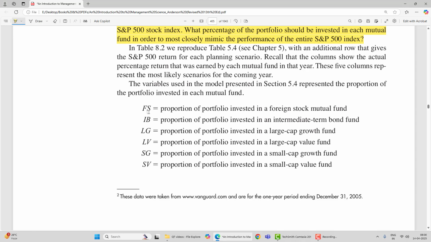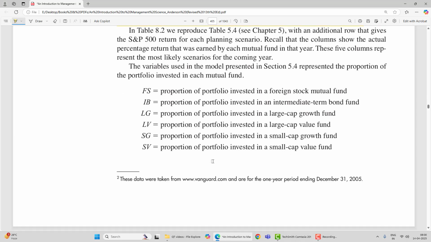So these are going to be our variables, that is, the proportion of the portfolio we are going to invest in each. The proportion of the portfolio we are going to invest in foreign stock will be called FS. The proportion of the portfolio we are going to invest in large cap value funds can be called LV, and so on.